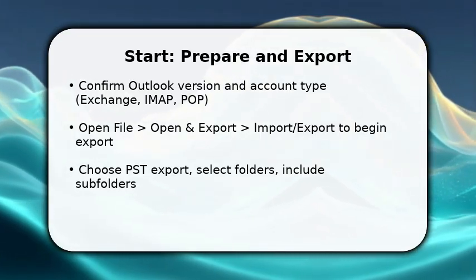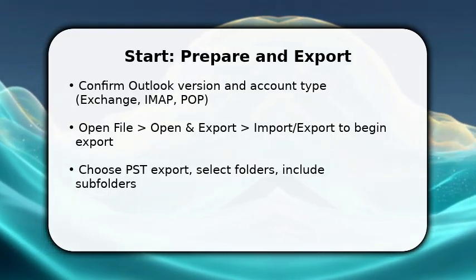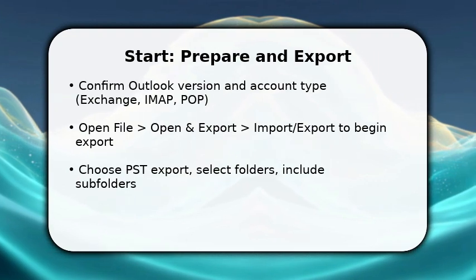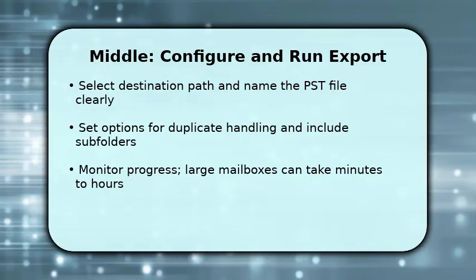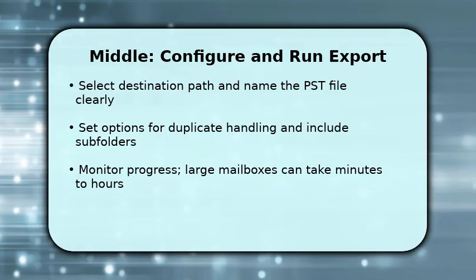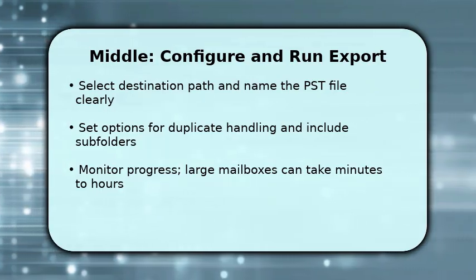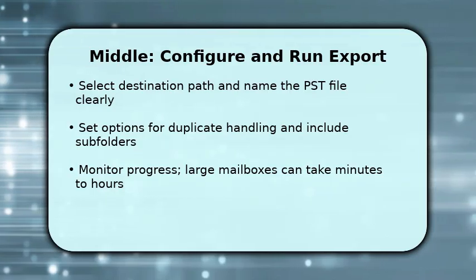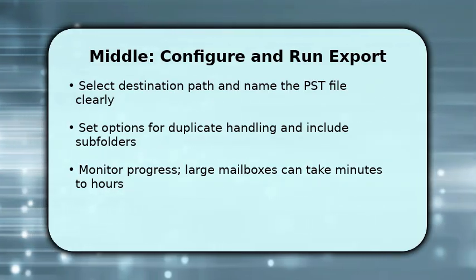Once done, choose a secure save location and set a password if desired to protect the PST file. Now configure export details. Pick a clear file name and a destination path on local or network storage. Make sure to set duplicate handling to either replace or allow duplicates depending on your needs, and confirm Include subfolders remains checked. Click Finish, and if prompted, set an optional password for the PST.